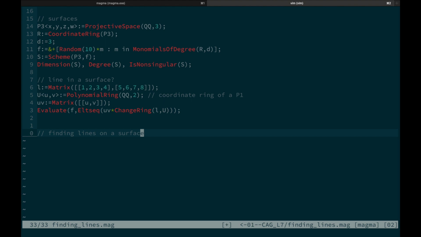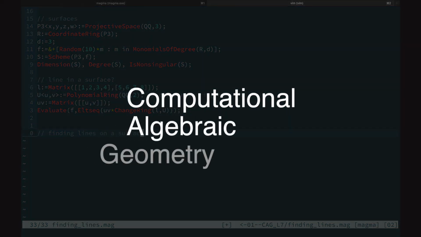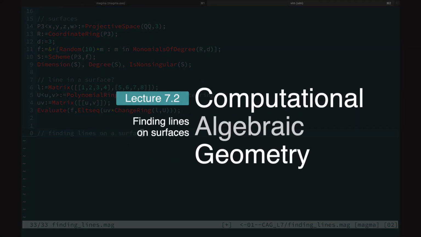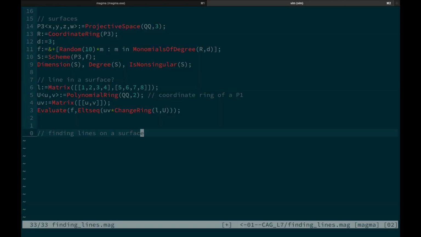Now what we want to do is, given a surface such as the one defined by f, find all lines on that surface. And the way I'm going to do it is to use our parameter space, the Grassmannians from last week.